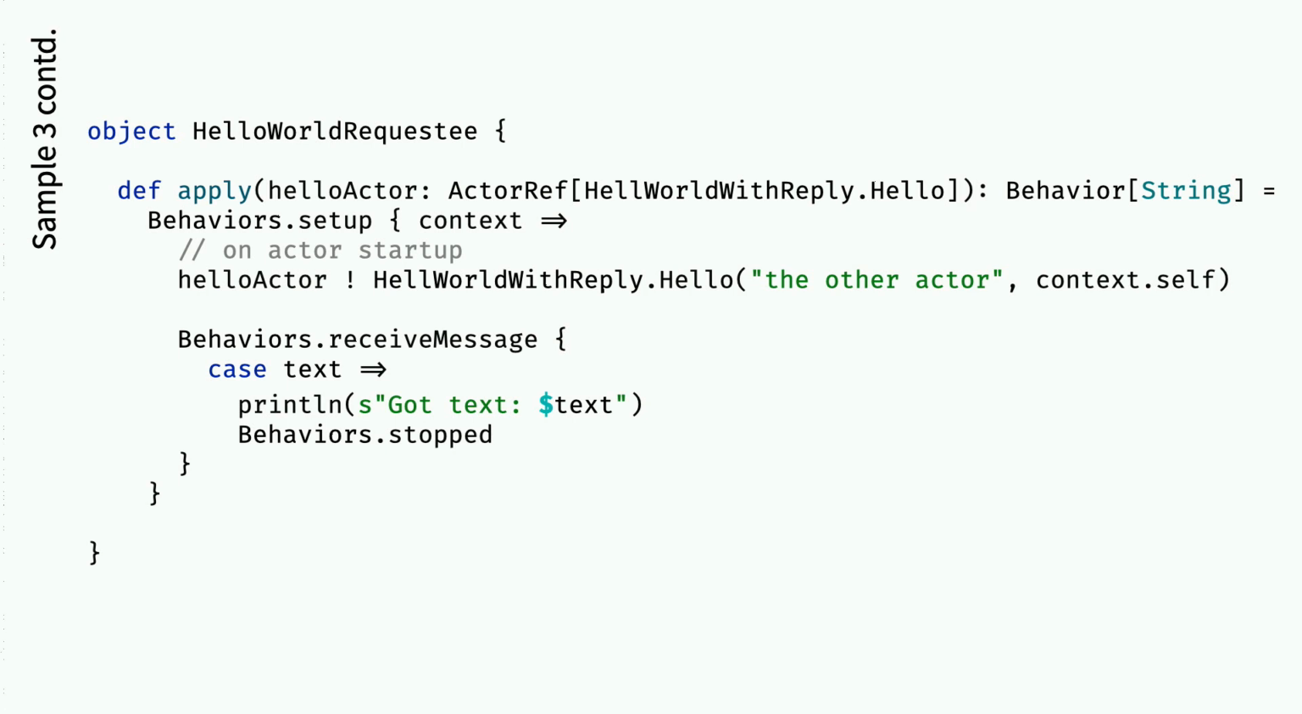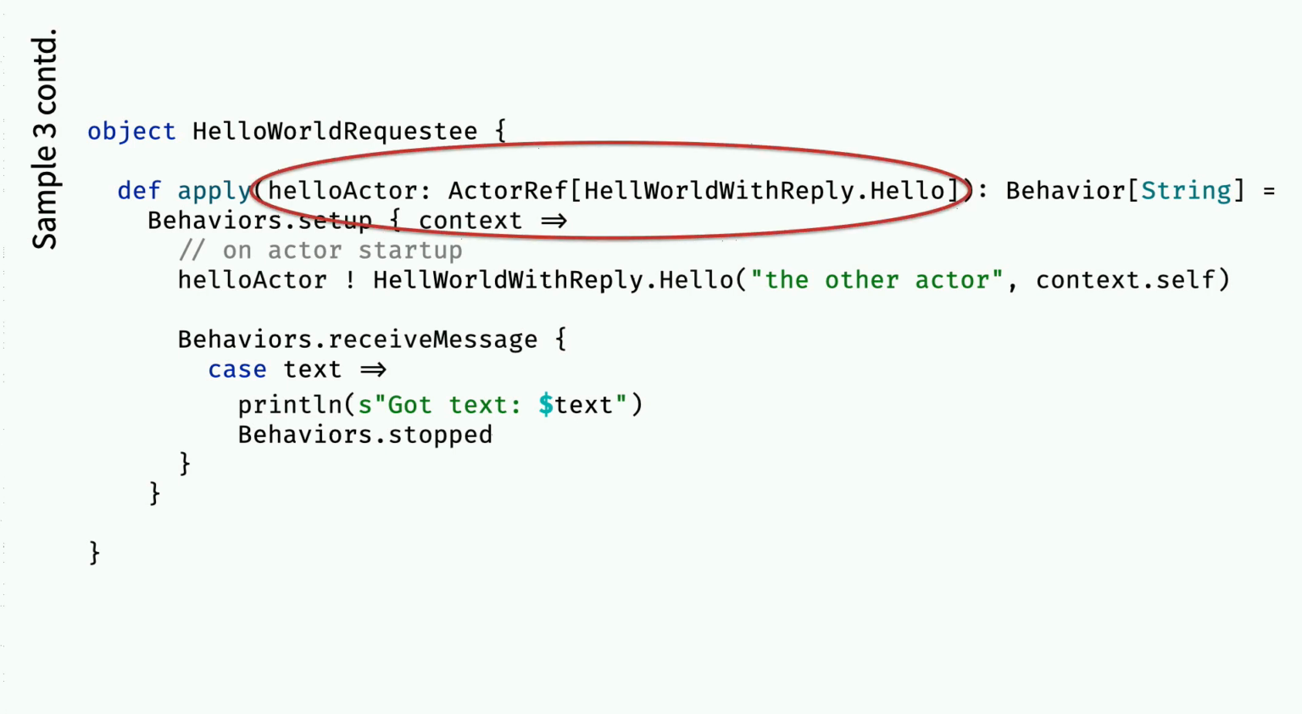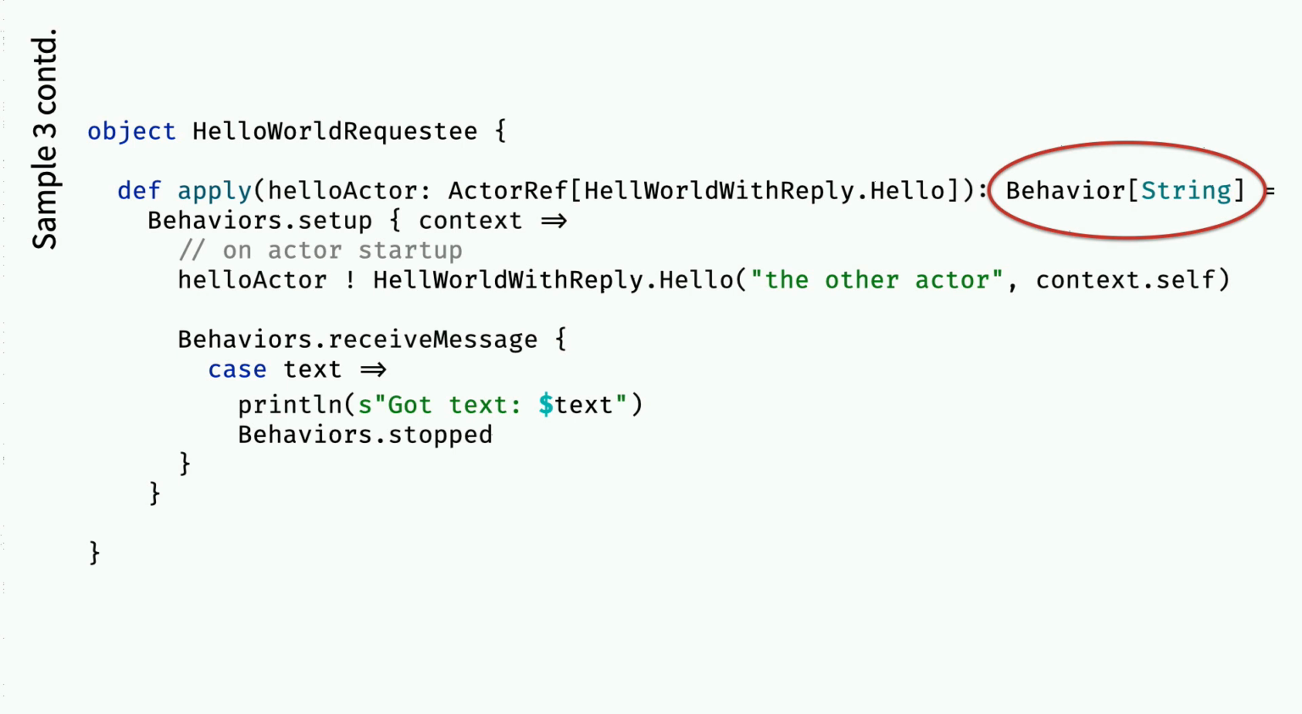And to show the other side, how a requestee could look in this case, we have a factory method for this that accepts an ActorRef to say hello to. But our own behavior for this second actor is String. So this is how we know that we can only get string messages to this actor. That also means that the reference to the running actor itself will be an ActorRef of String, which is exactly what we had designed in this little protocol.